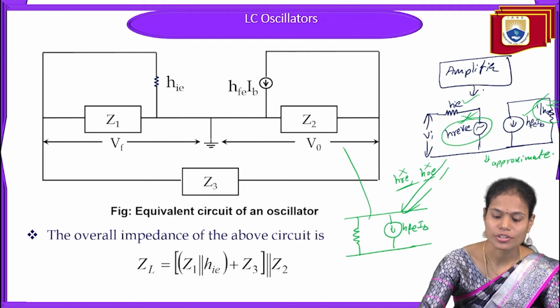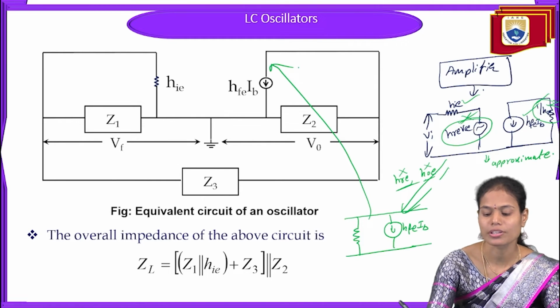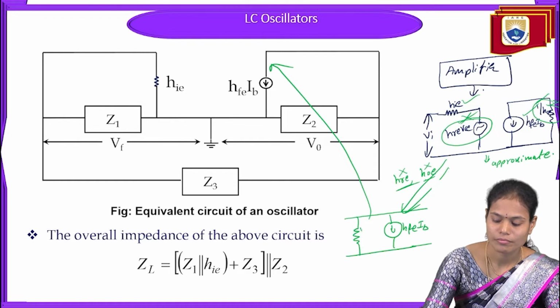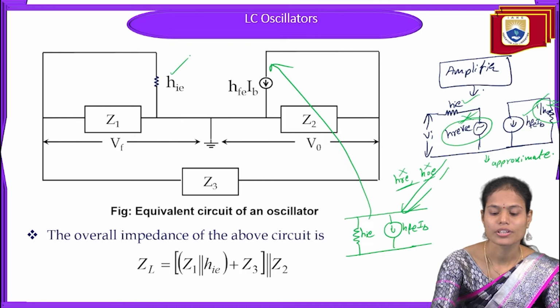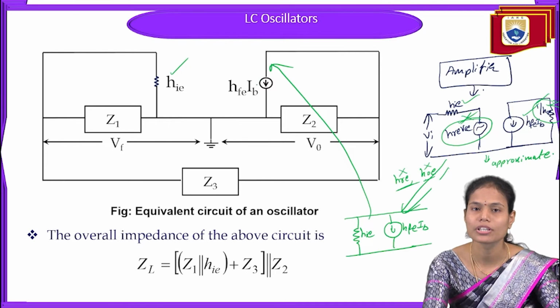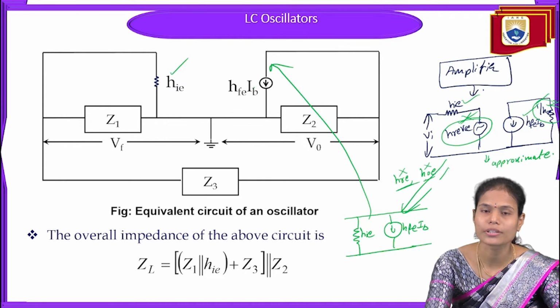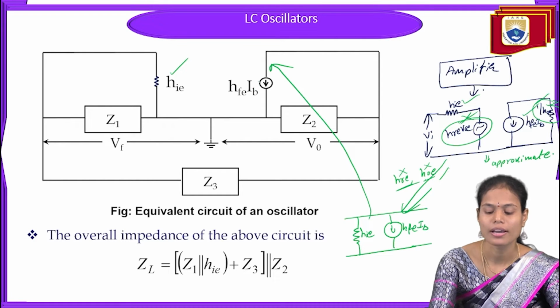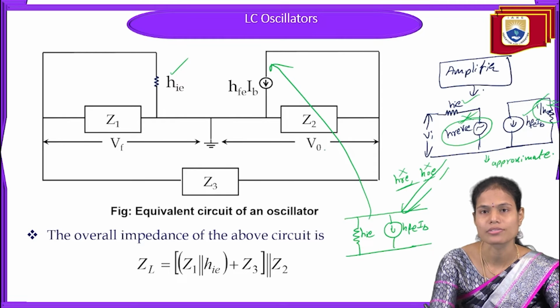So this same circuit only we are utilizing here. This is hie, and hfe Ib. That is nothing but the approximate model of the hybrid circuit that we are utilizing in order to simplify the analysis. And in the case of the feedback circuit, we are taking it here as it is.